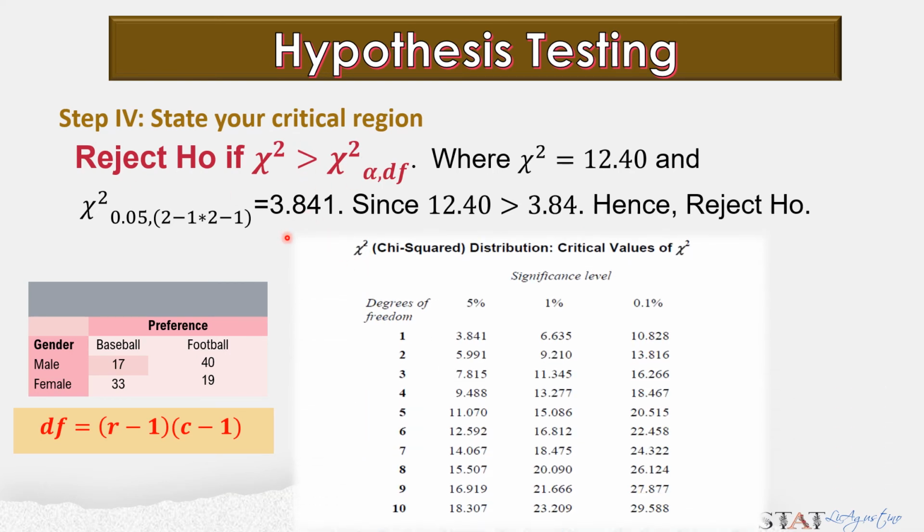So how do we get this value, the 3.84? Observe that we have to compute the degrees of freedom as it is needed when we look into the tabular value. So it is the number of rows minus 1 multiplied by the number of columns minus 1. So we have two rows, two genders, minus 1, that is 1, multiplied by two sports, baseball and football, 2 minus 1 is equal to 1. So 1 times 1 is equal to 1. When we get our chi-square distribution or critical values, we have here degrees of freedom 1, and then the level of significance, 0.05 or 5%. So our value is 3.84.